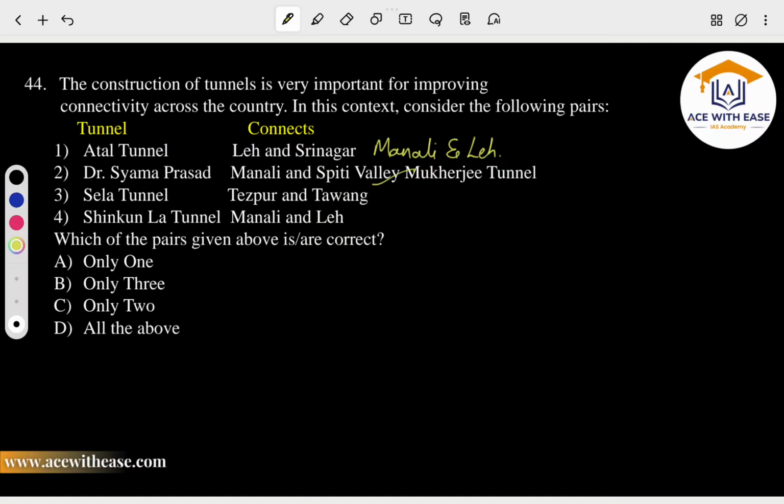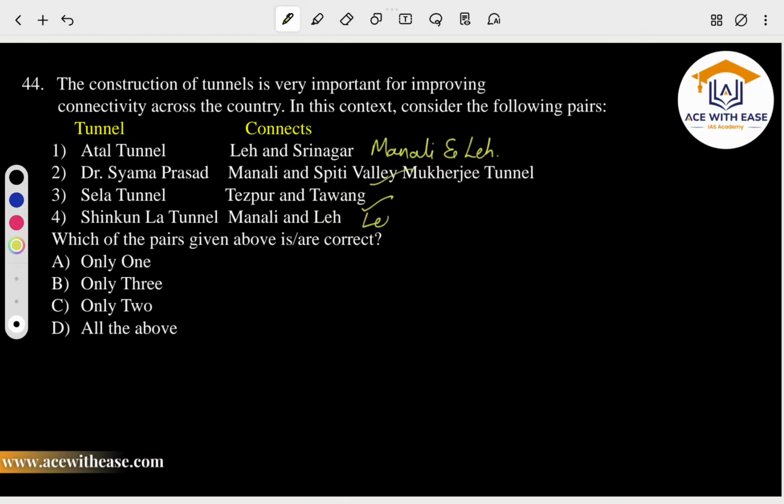Then we have Sela tunnel. Sela tunnel is connecting Tezpur and Tawang in Arunachal Pradesh. Yes, the third one is also correct. Third, Shinku La tunnel, connecting Manali and Leh. No, it is not connecting Manali and Leh. It is connecting Leh and the Zanskar region. So two options are correct. Two pairs are correctly matched: the second and the third option.